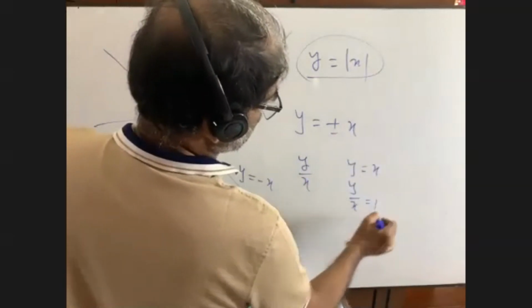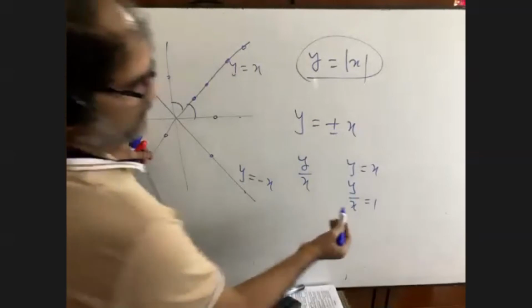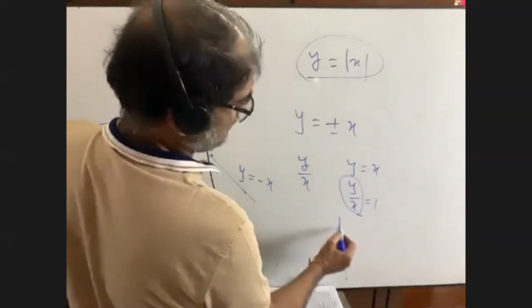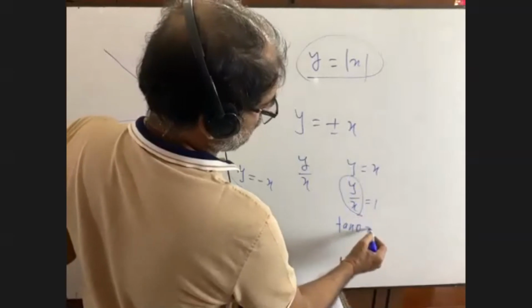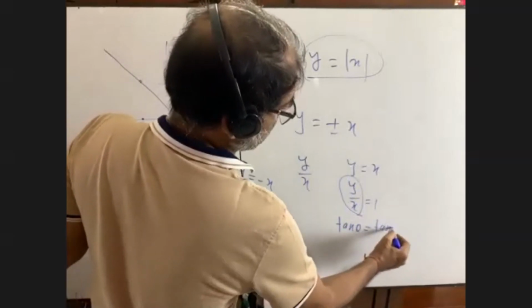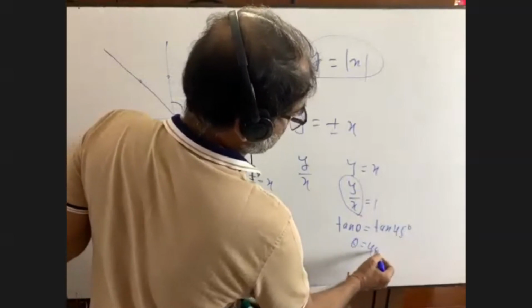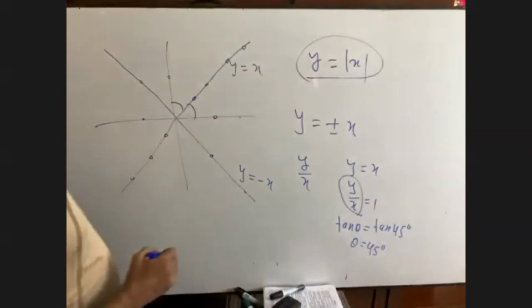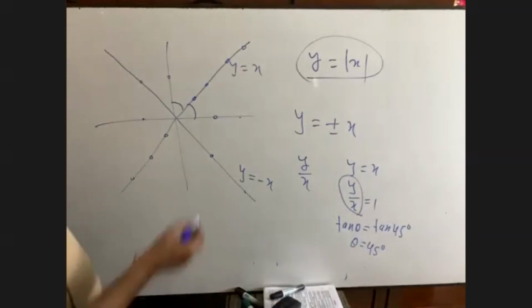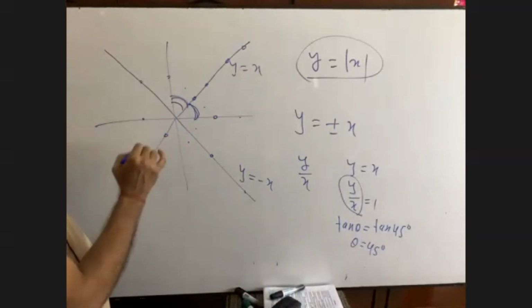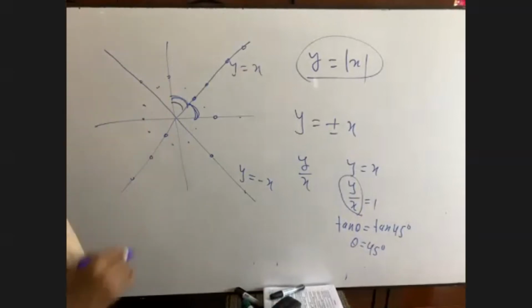Y equals to x means y by x equals to 1. So what is meant by y by x? Perpendicular by base. That means tan theta, right? Tan theta equals to 1. 1 means what? Tan 45 degree. So we are getting theta equals to 45 degree, when the tangent makes equal angle with the x-axis, 45, 45. Okay?